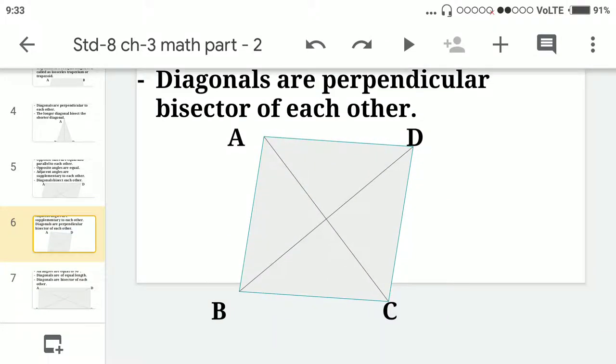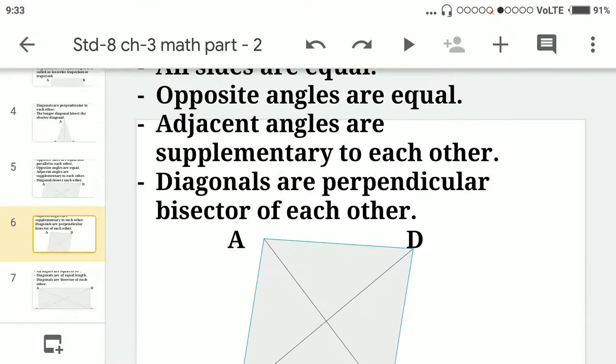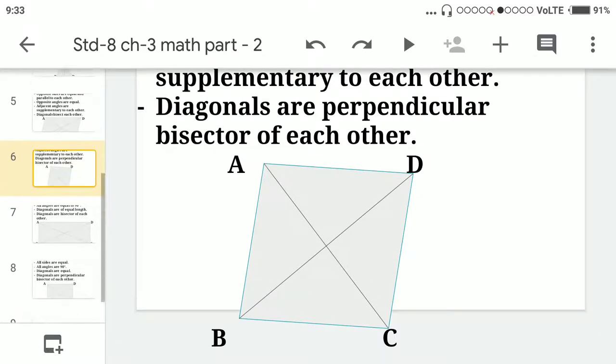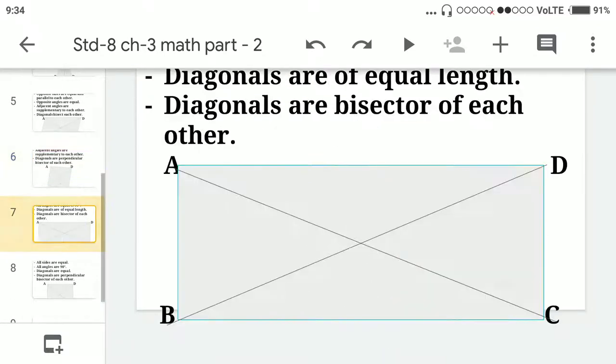So here angle B plus angle C is 180 degrees, or angle A plus angle B is 180 degrees. So any two adjacent angles, the summation is 180 degrees. And diagonals are perpendicular bisectors of each other. Remember this, the two diagonals are perpendicular bisectors of each other. Though the two diagonals are not equal, they are the perpendicular bisectors of each other. Perpendicular means the two diagonals make 90 degrees at the meeting point.